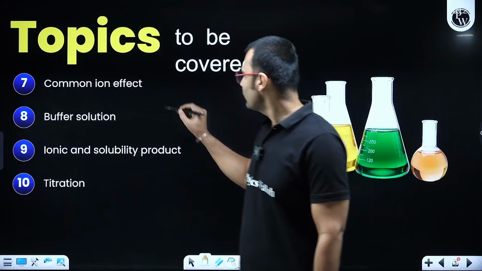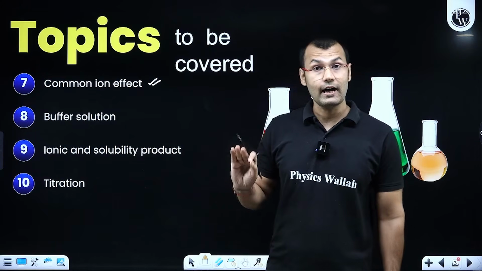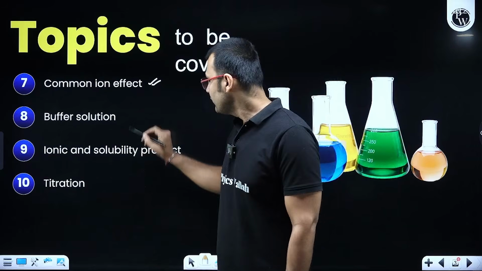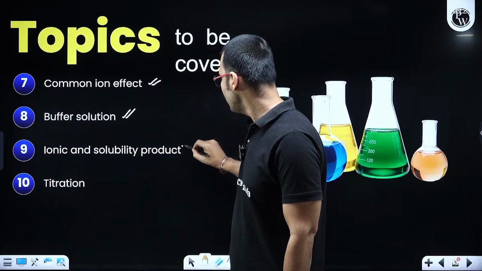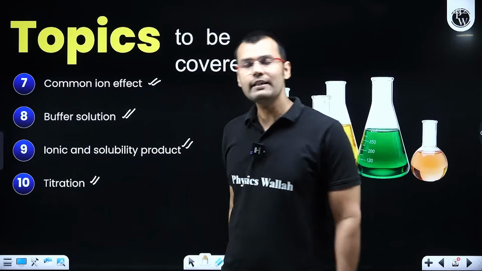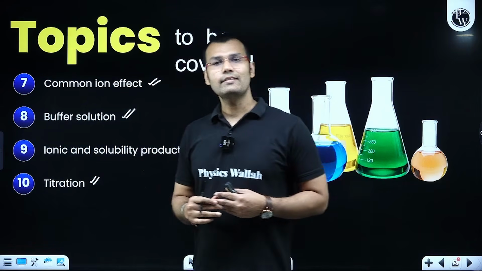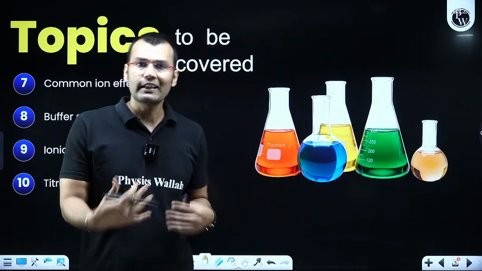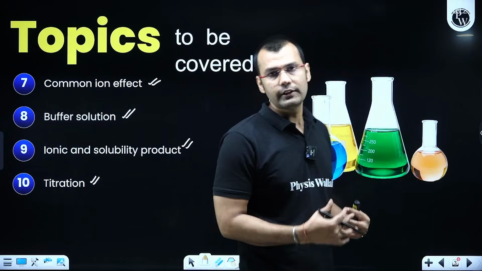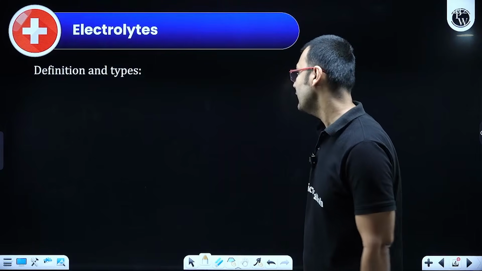Then we will talk about a very interesting and important point, that is the common ion effect. And finally, we will see buffer solution and solubility product. But at the end, we will also see the meaning of acid-base titration, and especially when we do acid-base titration, what types of indicator we use in them. So let's begin with the very first thing, that is electrolytes.